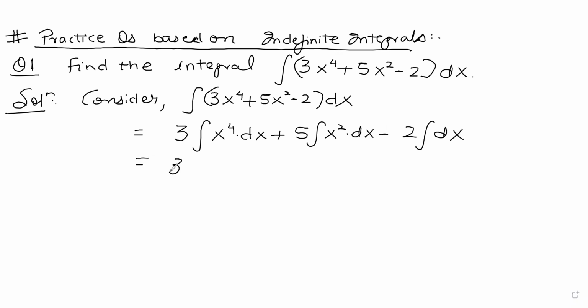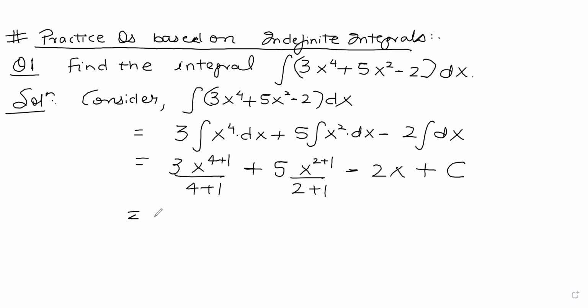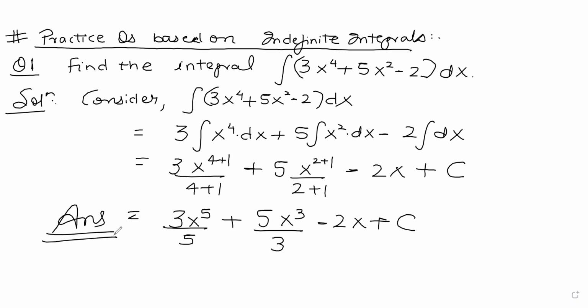Okay, we have just learned the integral of x to the power a is x to the power a plus 1 upon a plus 1. So the integral of x to the power 4 is x to the power 4 plus 1 upon 4 plus 1, plus 5 times the integral of x square, which is x to the power 2 plus 1 upon 2 plus 1, minus 2 times the integral of dx, which is only x, plus the constant of integration c. So I can write my answer as 3x to the power 5 upon 5 plus 5x to the power 3 upon 3 minus 2x plus c. This is the final answer for this question.